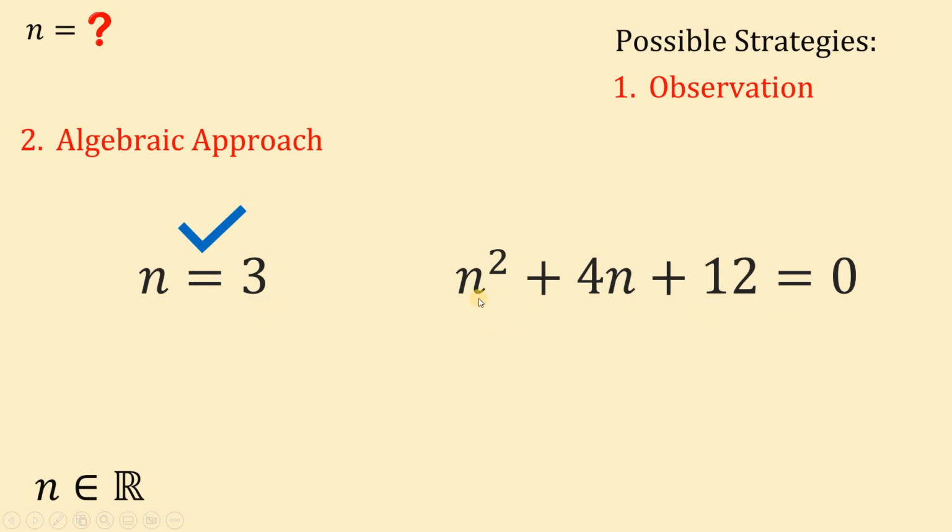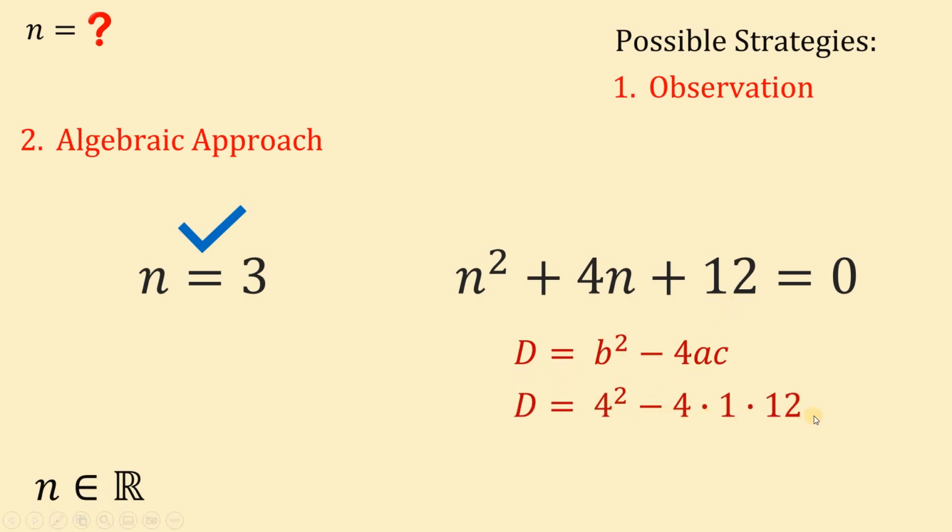Now, how about this factor, n squared plus 4n plus 12? Do we get a real value for n in this equation? To check this, we will use the discriminant, which is equivalent to b squared minus 4ac. b is the coefficient of n, a is the coefficient of n squared, and c is the constant term. So, a must be 1, b equals 4, and c must be 12. So, let's substitute all those values.